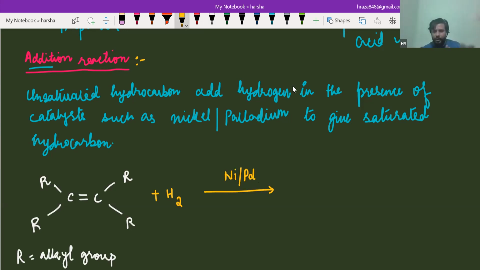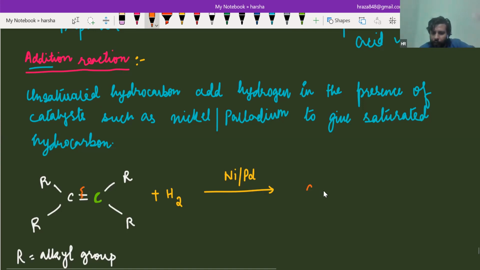As I told you, this hydrogen will be added to carbon, but carbon is already making four bonds, right? Carbon cannot form five bonds, or carbon cannot expand its octet more than four. It will have a covalency of four. That means it will make only four bonds, not more than four bonds. So in order to add some new element or group, what you need to do is break the old bond.